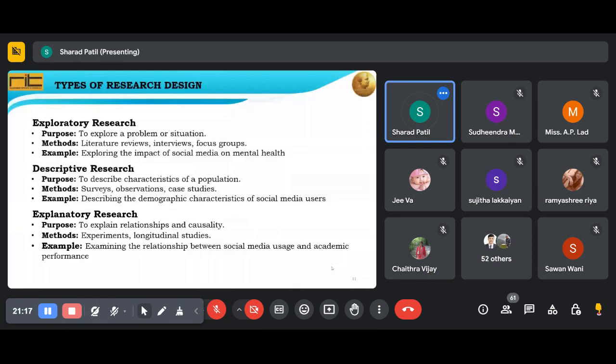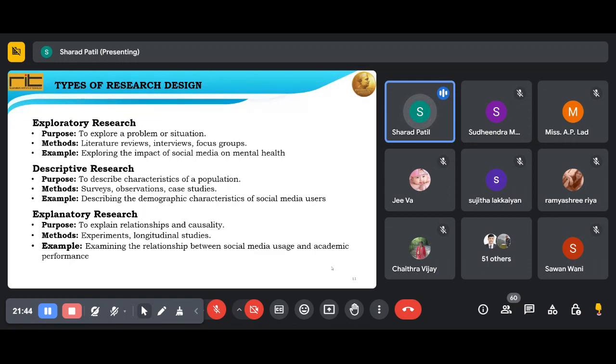Okay. So this part was also covered yesterday. That is the major one. There are different types of research designs: exploratory research, descriptive research, and explanatory research. So I will not go into much detail on this part. As you know, exploratory research means to explore a problem or situation. Descriptive means you have to describe the characteristics of the population or something like that.